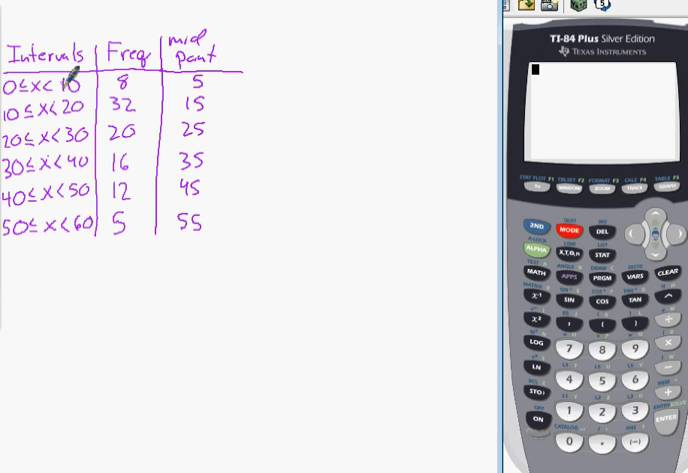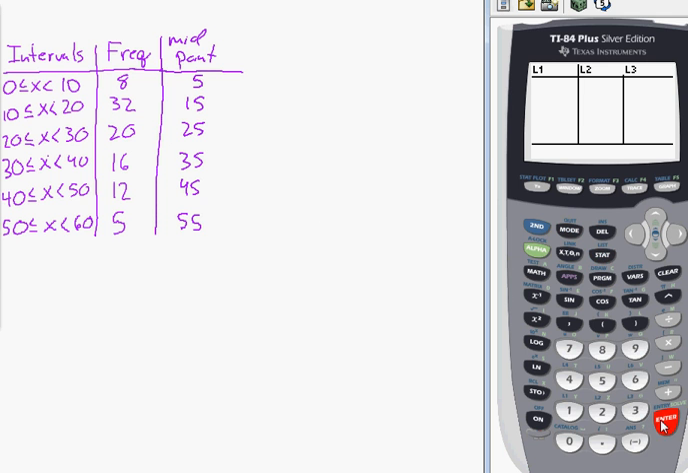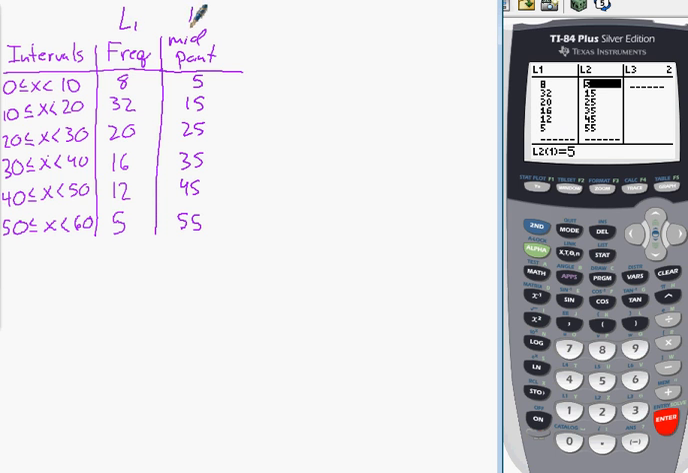Which means, because there's been some data reduction, there's a loss of detail, we don't really know what the numbers are. These will be approximate, but it's the best approximation we can do. Once we have the midpoints, that's something we can plug into our calculators. And you'll notice I already put L1 and L2, so I like to label these to keep them straight. I put frequencies in L1, midpoints in L2.